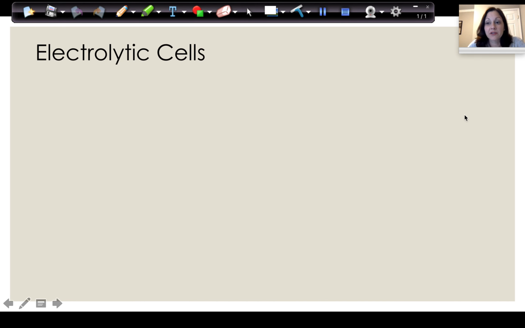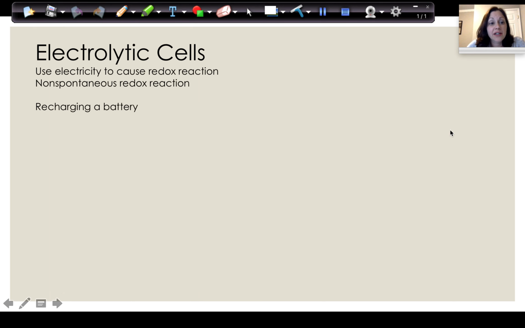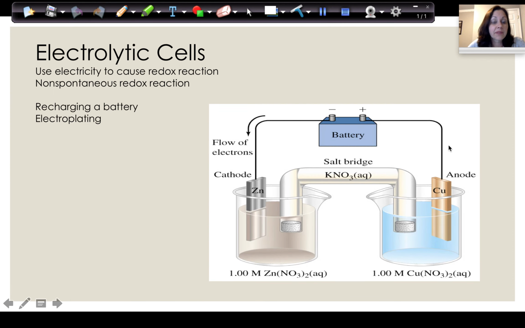When we talk about an electrolytic cell, we're actually going to have electricity causing a redox reaction. So it's a non-spontaneous redox reaction. Recharging a battery is an example of this, and so is electroplating. This is an example of a simple electrolytic cell where we are recharging the battery, and in this case, the less active metal is the anode, because this isn't what would naturally happen. Since this isn't what would naturally happen, the less active is the anode, connected to the positive.